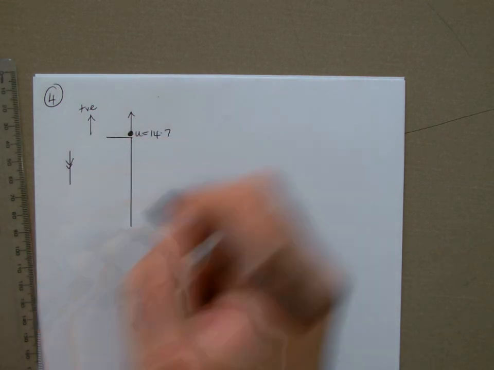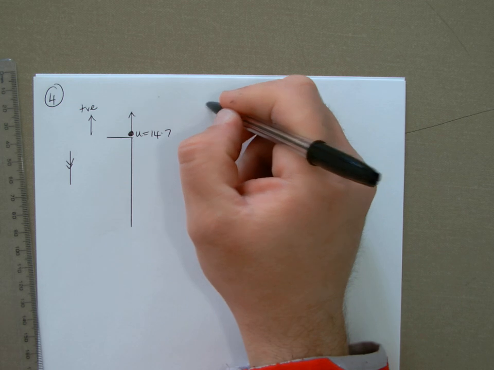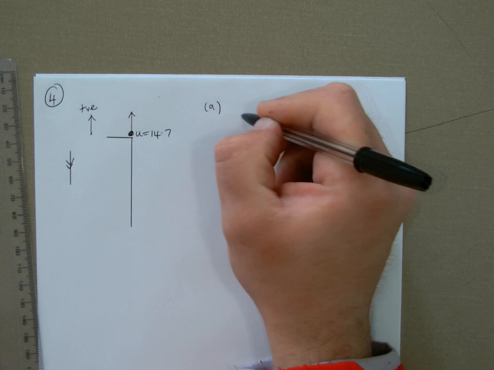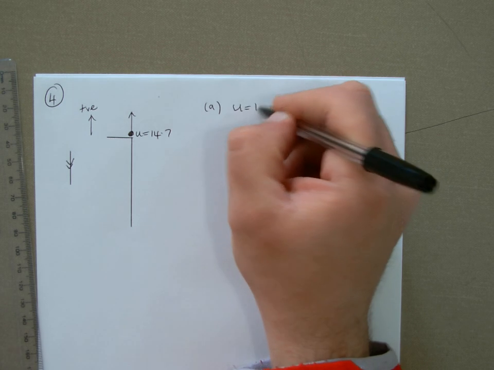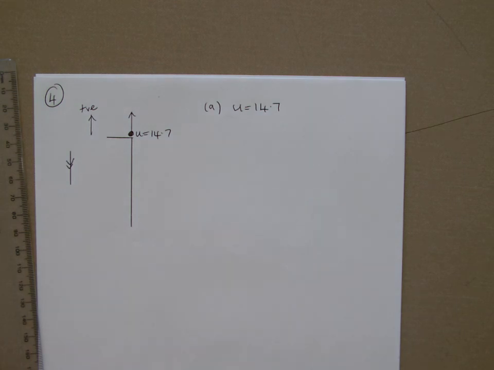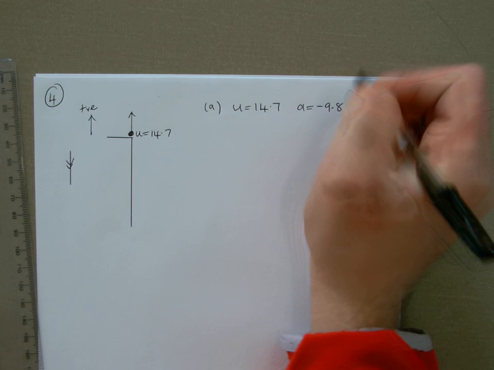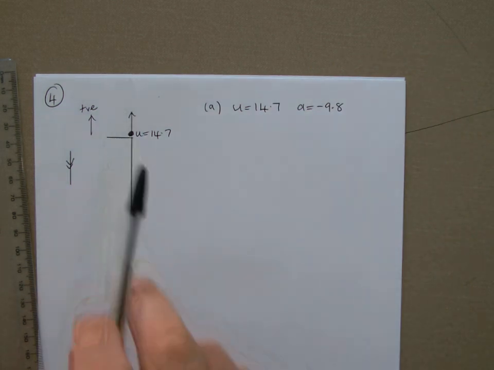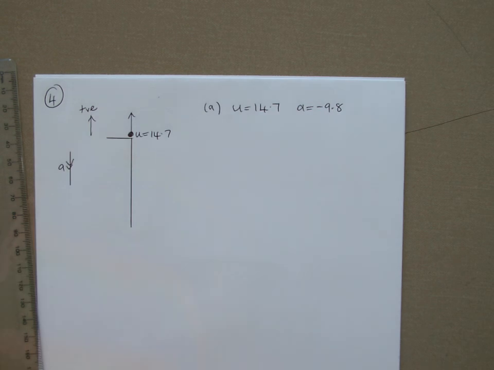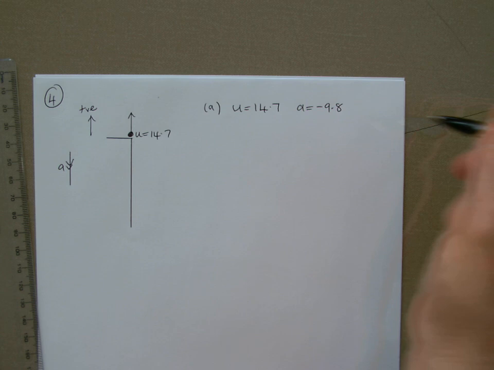So 9.8 downwards. So when we use our equations, in part A, it's to calculate the speed of the pebble 2 seconds after it's been thrown, while u is 14.7, isn't it? The initial speed. Acceleration then will be minus 9.8, of course, right? Because we've taken upwards as positive, the direction it initially goes in. Acceleration, of course, acts downwards, so it's opposing the positive direction, so minus 9.8.